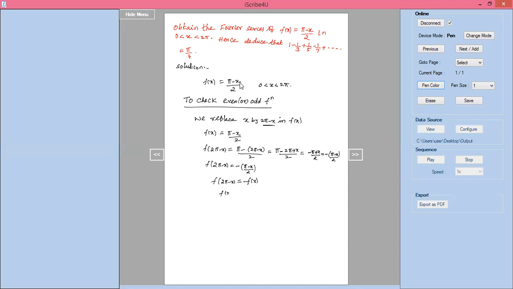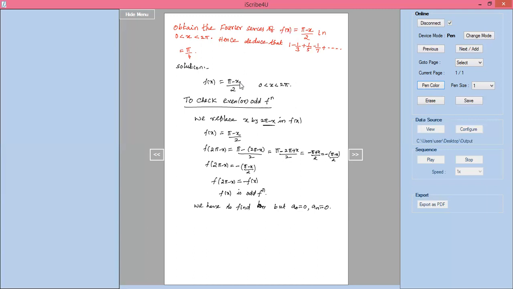Now f of x is an odd function. Whenever you get plus f of x, it means an even function. If you get neither plus f of x nor minus f of x, it is neither even nor odd. Here I got minus f of x, so f of x is an odd function. For an odd function, a naught equals 0 and a n equals 0, as already explained. We have to find b n.